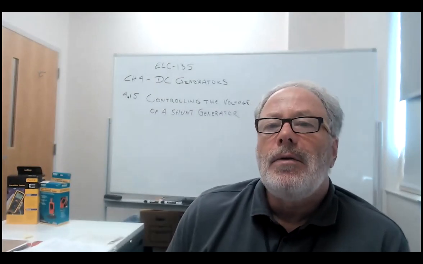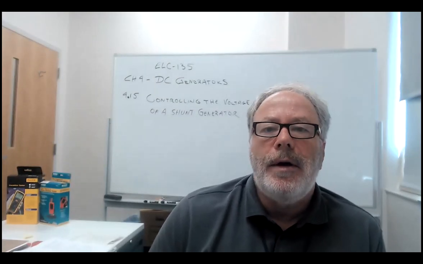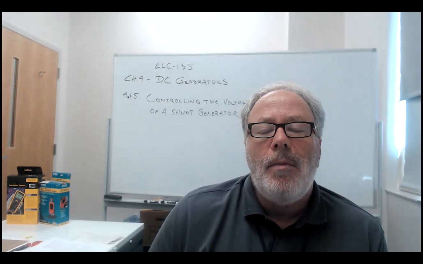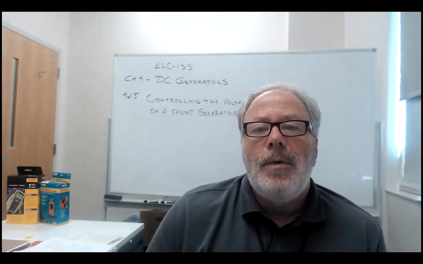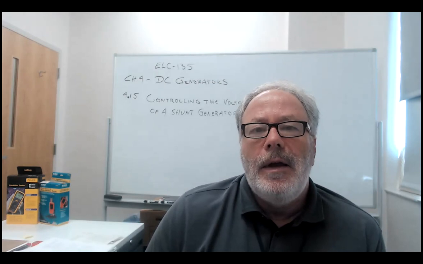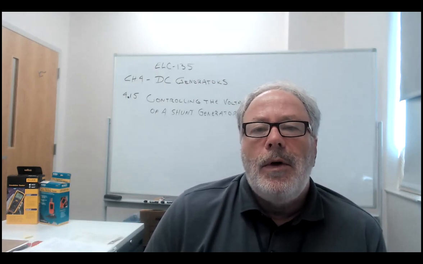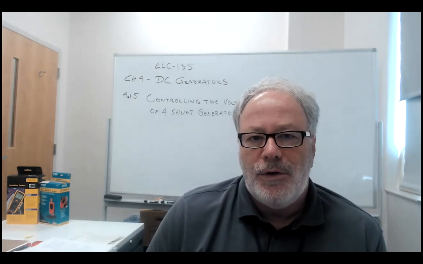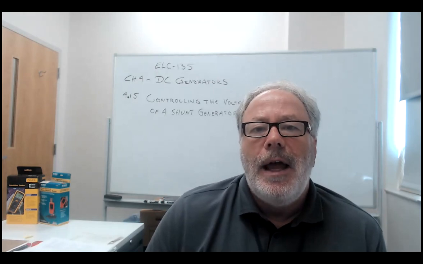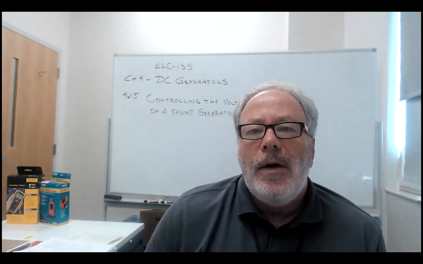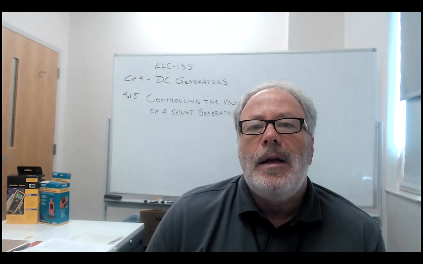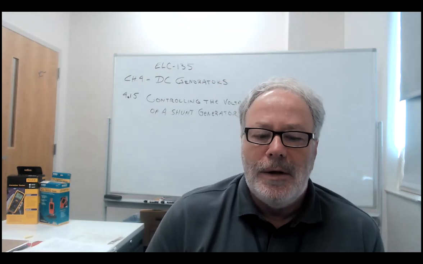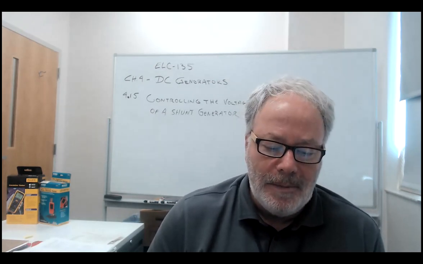Section 415 is called Controlling the Voltage of a Shunt Generator. Maybe a better title for 415 would be Controlling the Voltage Output of a Shunt Generator. Building on what we've gotten in the earlier sections, we want to incorporate something into this parallel or shunt generator connection, so we can vary it such that we can get a precise voltage output from this shunt generator. So let's look at how we might be able to do that.